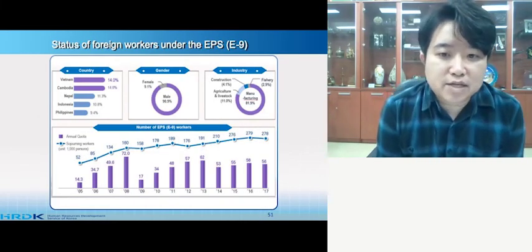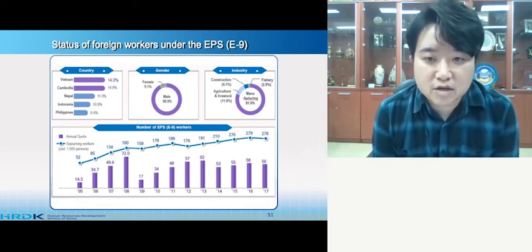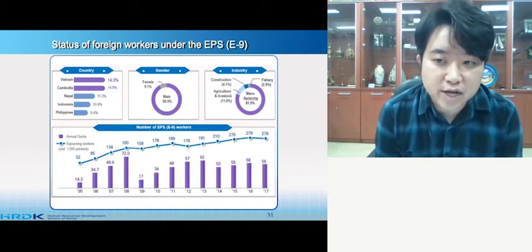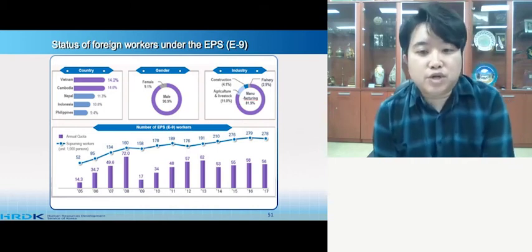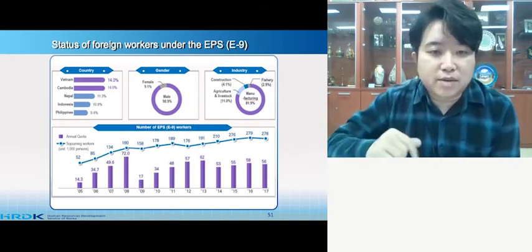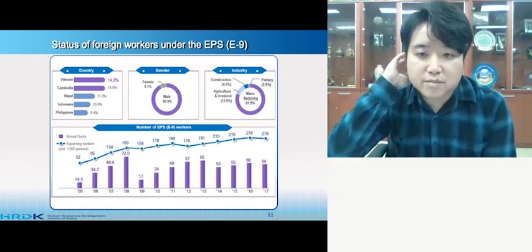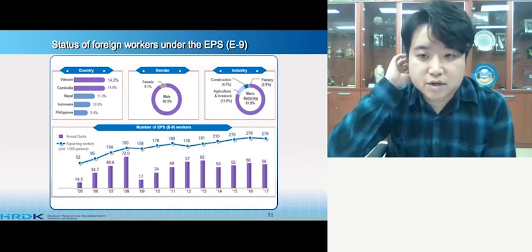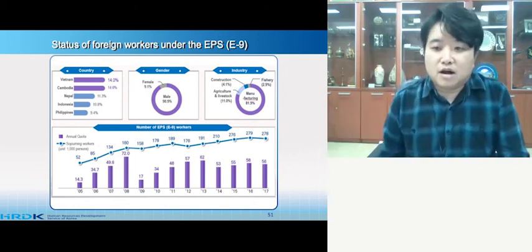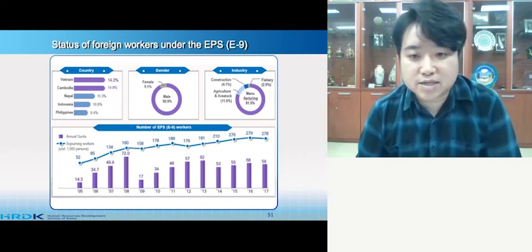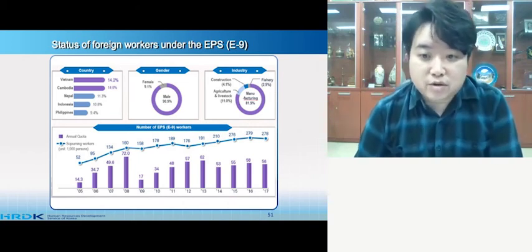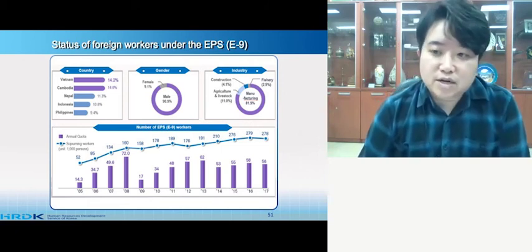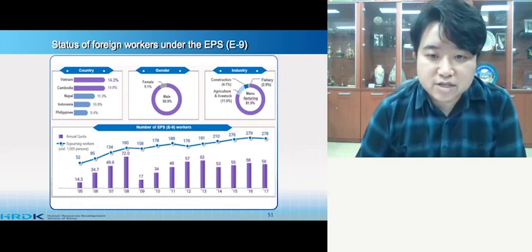Let's have a look at some statistics. If you have a look at country, you will know that the top country which sends foreign workers to Korea is Vietnam, then Cambodia, Nepal, Indonesia, and Philippines. About gender, males dominate the total at more than 90%, because normally the workplace is very hard and dangerous, and its atmosphere is not that good. So women don't really like it, neither do the employers. So most of the female workers are working in service and agriculture sectors.